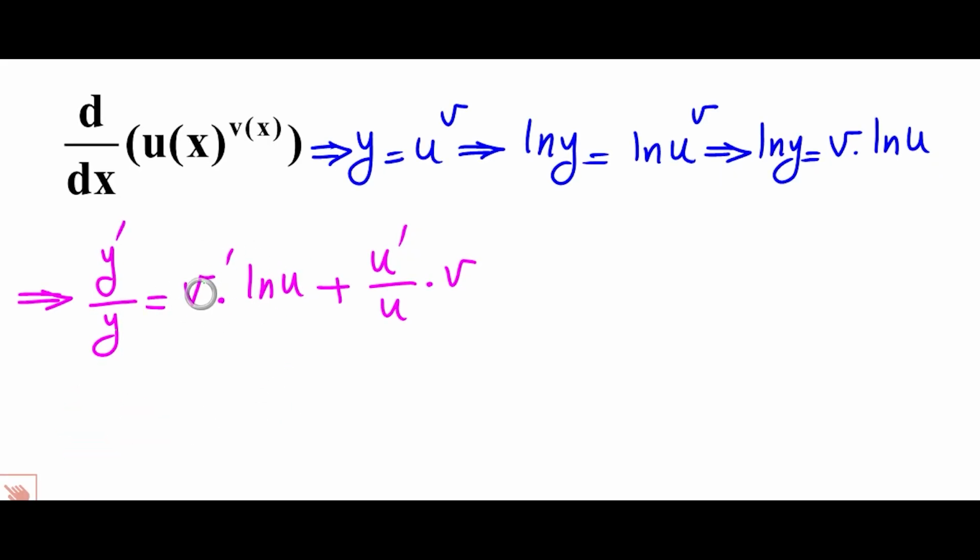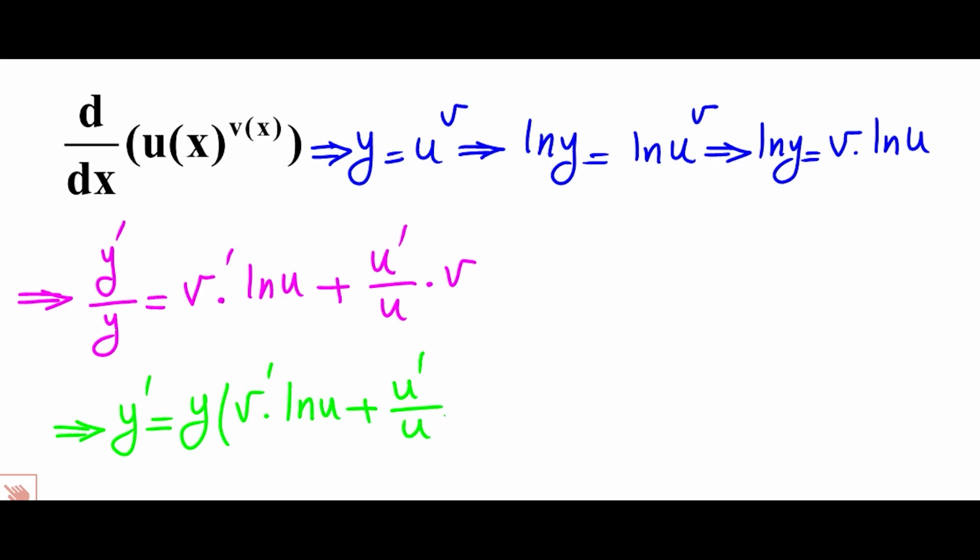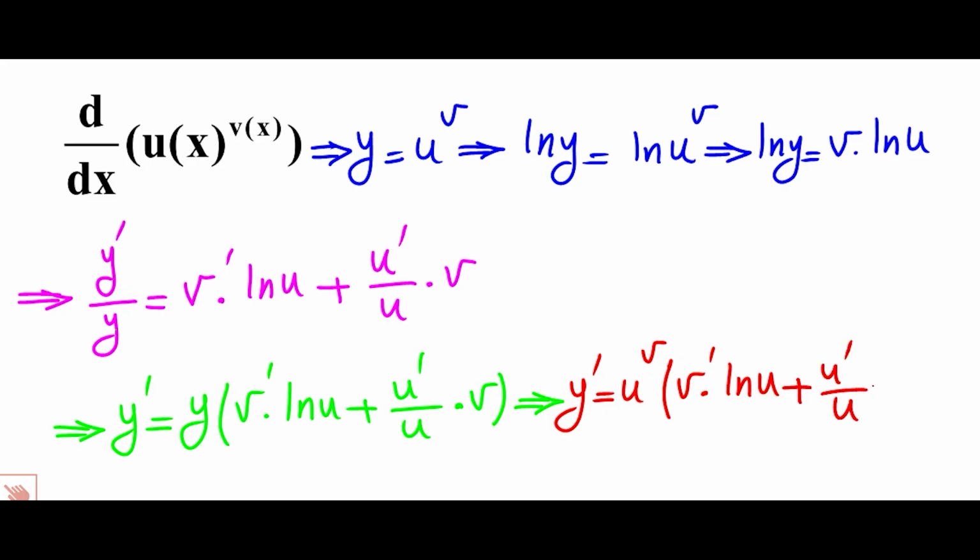Now we multiply both sides of the equation by y. So we have y prime is equal to y times v prime times ln of u plus u prime over u times v. So finally y prime is equal to u to the power of v times v prime times ln of u plus u prime over u times v. Don't worry guys, it's very simple. Let's walk through a few examples.